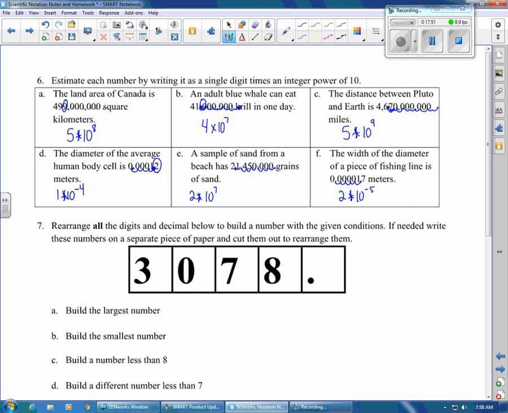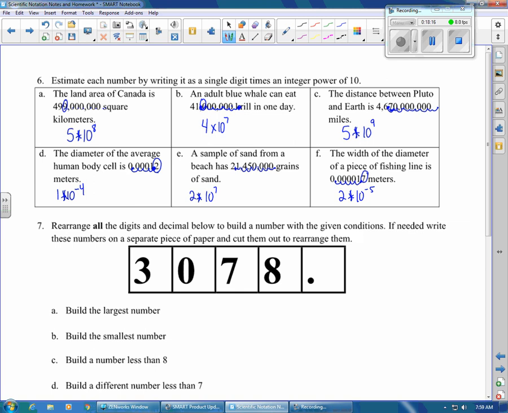And then the next one, the width of the diameter of a piece of fishing line is really, really tiny. So I want my decimal to go between the 1 and the 7. It's currently between these two zeros, and it's going to be moving 5 places to the right. Now 1.7, that 7 is larger than 5, so I'm going to round up to 2. So 2 times 10 to the negative 5th is going to be where I'm at on this one.